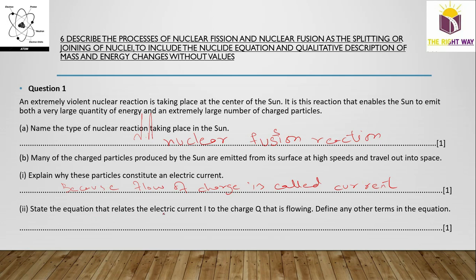State the equation that relates electric current I to the charge Q of the flowing particles. Define any other terms in the equation. We know that current is equal to charge by time, where T is time. So we write the equation I is equal to Q by T, and describing the other terms, T is time.